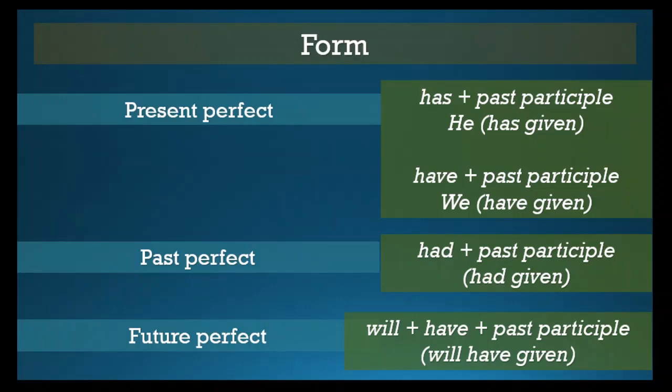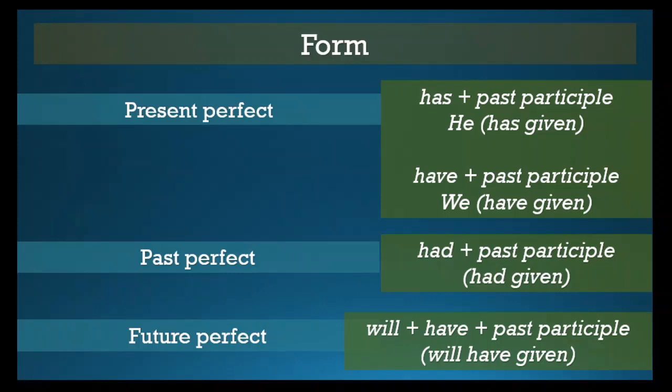In the case of futurity, we just add the modal will or other modals. You can use will, might, could, whichever modal would be appropriate in your sentence. Right after that modal, you write the past participle of the verb. So again, we just add the modal will or other modals plus have, then write the past participle of the verb. Modal, have, then past participle.